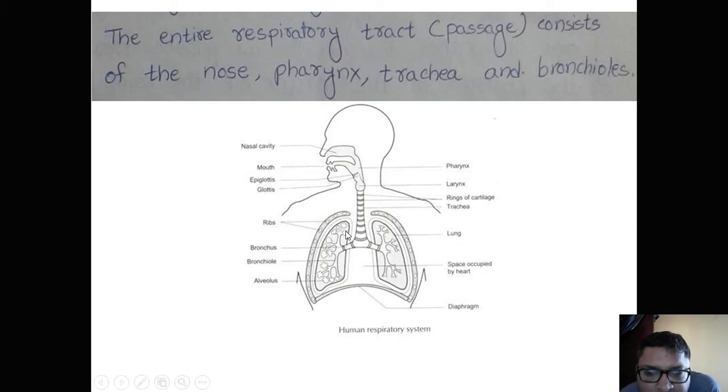For that we'll see the human respiratory system. The human respiratory system consists of the nasal cavity, then the mouth, the epiglottis, followed by the glottis, and above that the pharynx, larynx, then rings of cartilage, and then the trachea, and in this pipe it is divided into two parts. This branching of the pipe is known as the bronchus. The trachea is divided into two bronchi, which are further subdivided into smaller groups known as bronchioles, which finally go to a small grape-shaped structure, the alveolus, where the exchange of gases takes place.